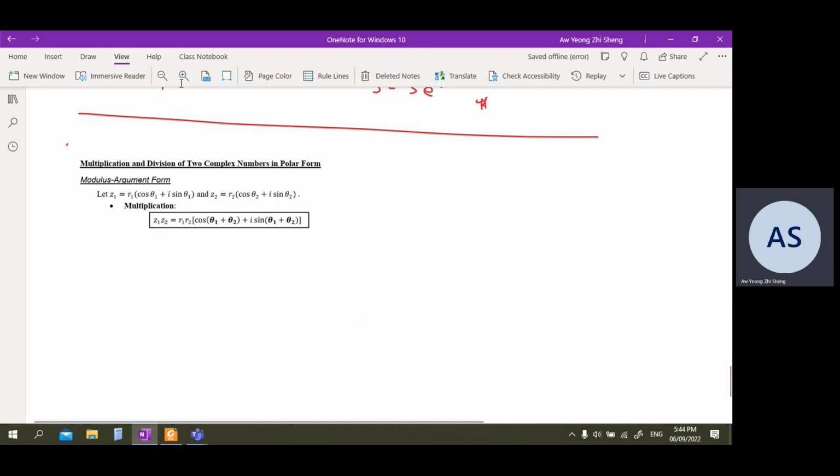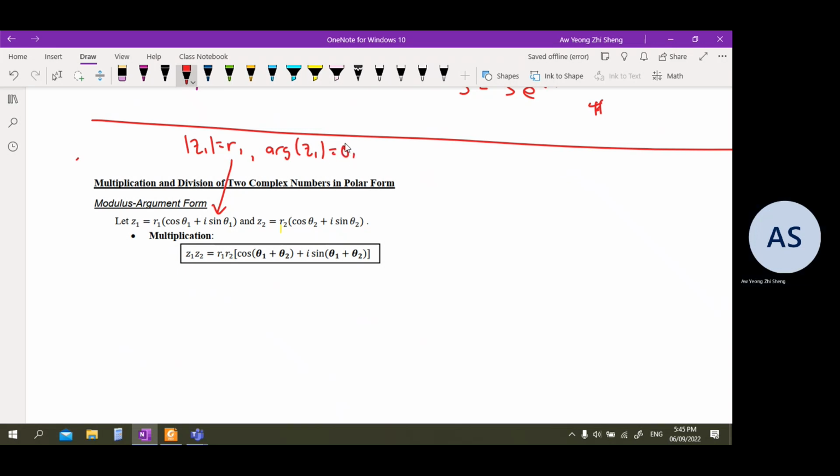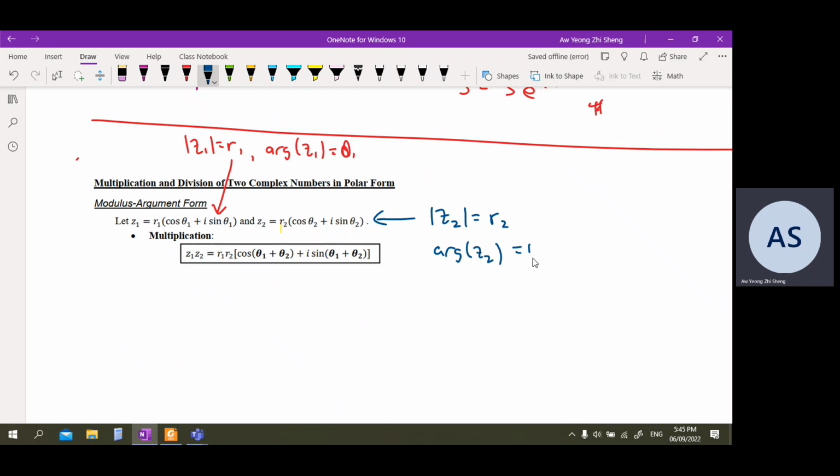Okay, so let's talk about modulus argument form first. When we multiply two complex numbers, here if z1 is r1 times cos theta 1 plus i sin theta 1, and z2 has modulus of r2 and argument of theta 2. They are telling us that the modulus of z1 is r1, and the argument of z1 is theta 1. Then they just write it in modulus argument form. And from here, they are telling us mod of z2 is r2, and argument of z2 is theta 2.